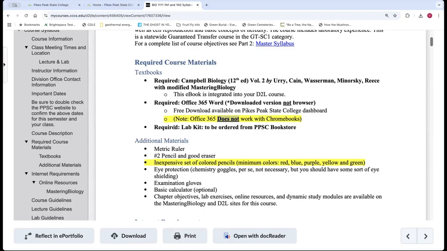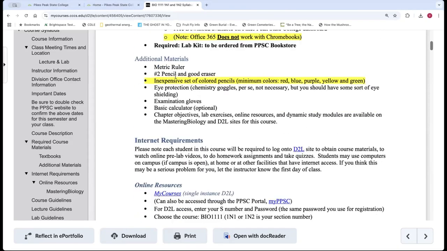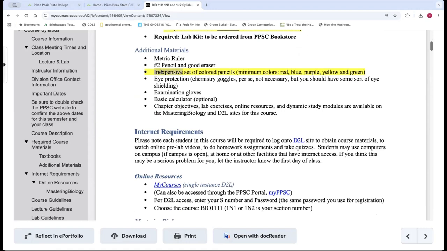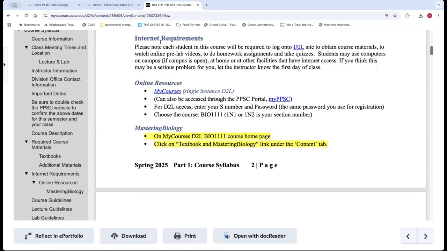There will be a required lab kit to be ordered from the PPSC Bookstore. I highly suggest you do that day one. All right, so here is what you need. Yes, you need colored pencils. It is a requirement.